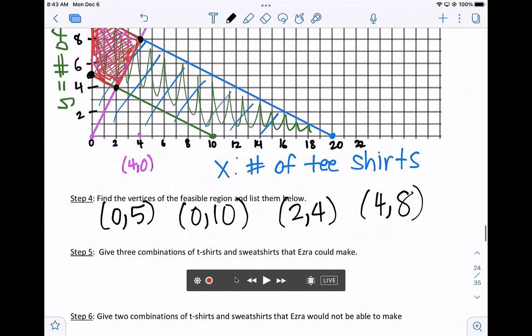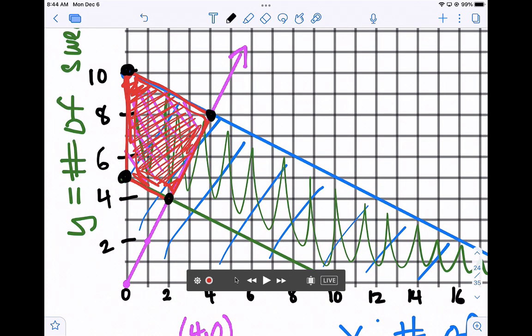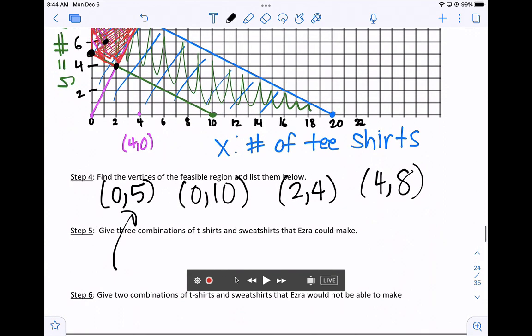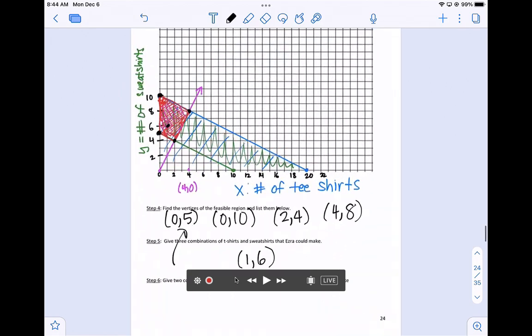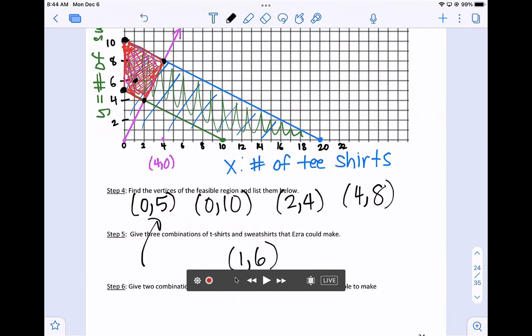It says, give 3 combinations of t-shirts and sweatshirts that Ezra can make. So it could be any of these right here. Here's already 4 of them. Or it can be anything inside the feasible region. So you could say, well, he could make 1 t-shirt and 6 sweatshirts. Anything inside the red area or on the points, those would work.